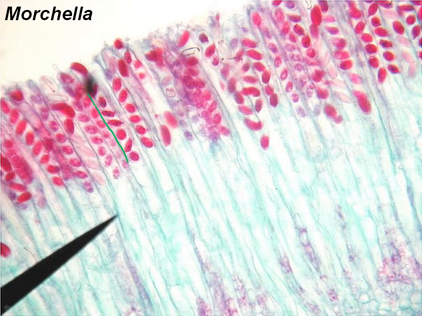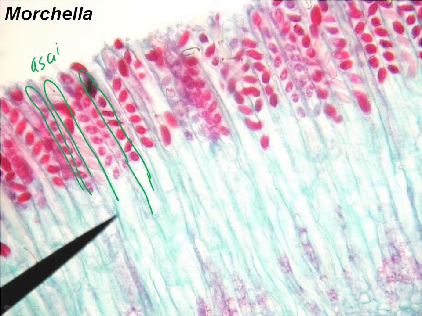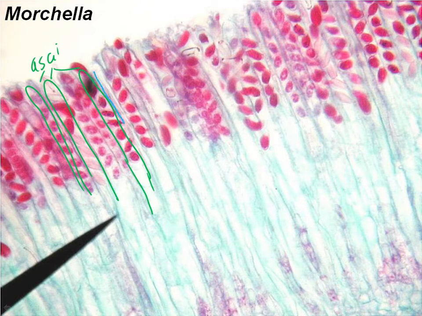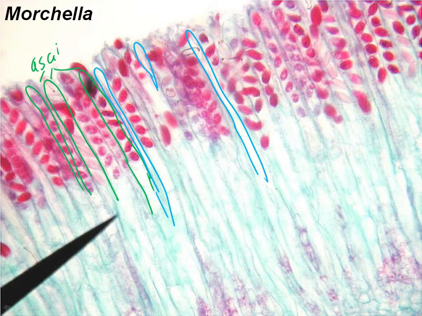So here are the asci. And if you look closely, I'll switch to a different color of green here. I think you can see that. Maybe I'll try blue. Here is a cell that does not have any ascospores in it. If we look closely again, we can see part of that cell. Here's part of one of those cells, no ascospores in it. Here's one of the cells. No ascospores in it. So there are these sterile cells that are also within the ascus, or within this cup-shaped structure. We'll get a name for the cup-shaped structure in a minute.